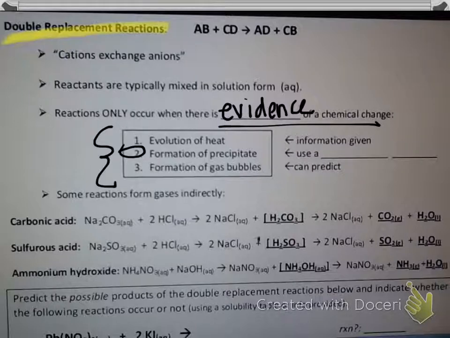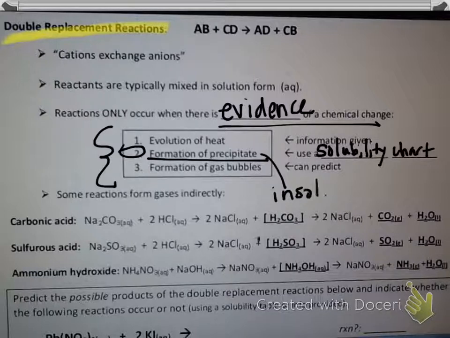Well, you're going to have to use something called the solubility chart. Oops, let me write that down here. A solubility chart. And this would be something that I would give you on an exam too. So you have the activity series for single displacement reactions. For double displacement reactions, one of the ways you could predict whether or not a chemical change took place is if a precipitate formed, if something was insoluble in water, in that aqueous solution.